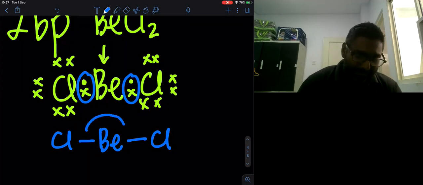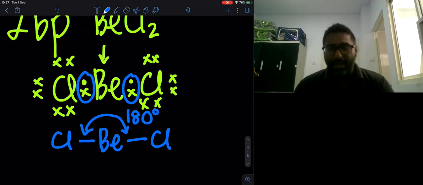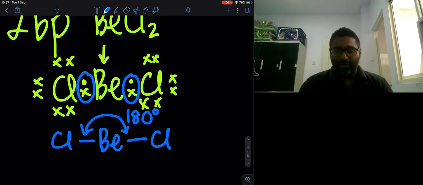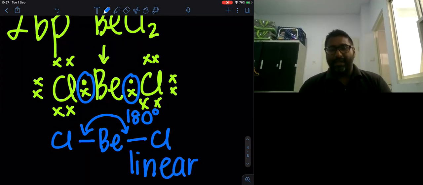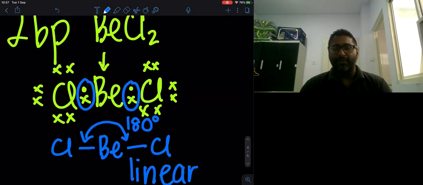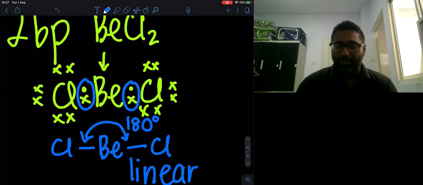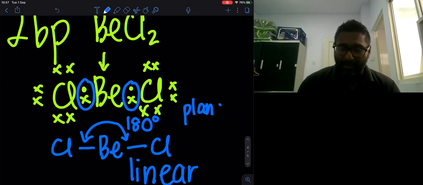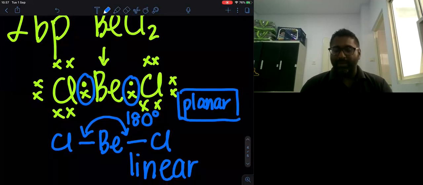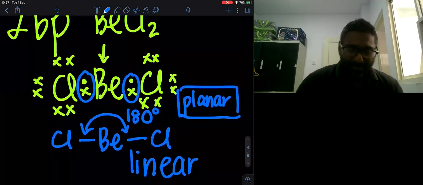So this is going to give you a bond angle of 180 degrees, and this molecule is known as linear. Linear is a 2D molecule, so we also say that this molecule is a planar molecule. So the name you need to know is linear. Let's move on further.